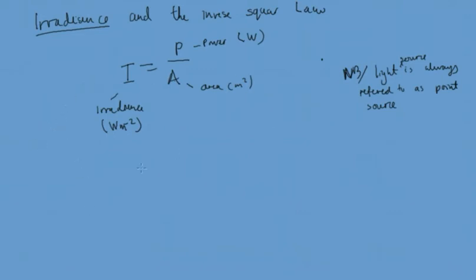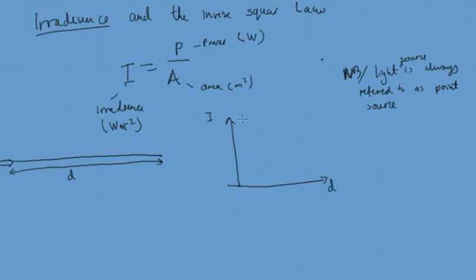Now, let's assume you've got a laser beam here, and you're shining it at some distance. How does that distance affect the irradiance? Now, if you were to plot irradiance by distance, you would get something like this. It kind of falls off like this.